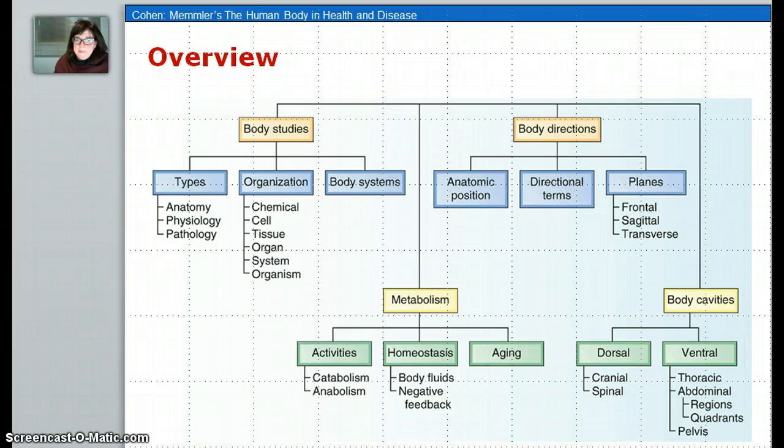Okay? When you look at the chapter, near the end of the first chapter is this diagram. This diagram is a very good way to get you organized in the studying of this chapter. It is basically the organization of the human body. And what we're going to focus on is basically the body studies that we have and the directions in terms of anatomical positions and planes for dissection or sectioning. We're going to briefly get into body cavities and briefly look at some activities in the body.